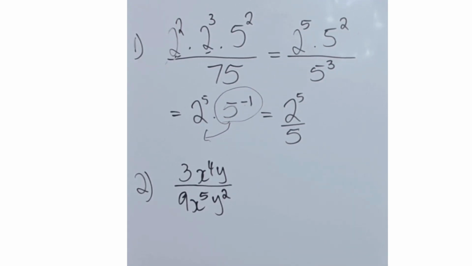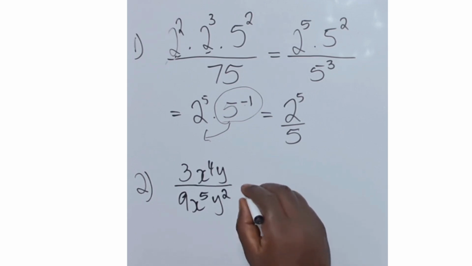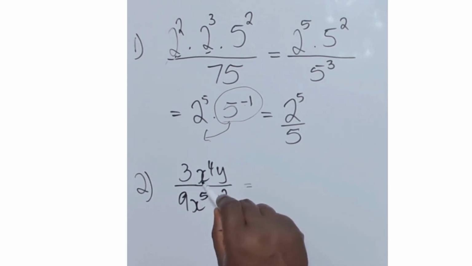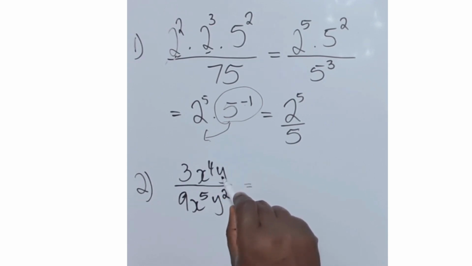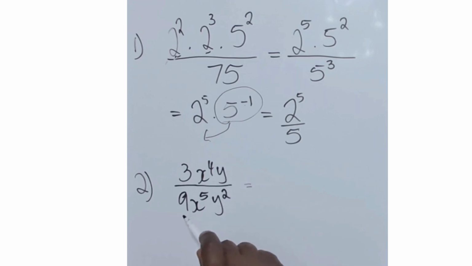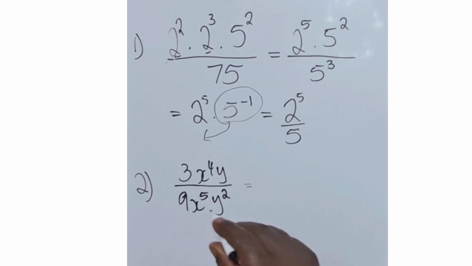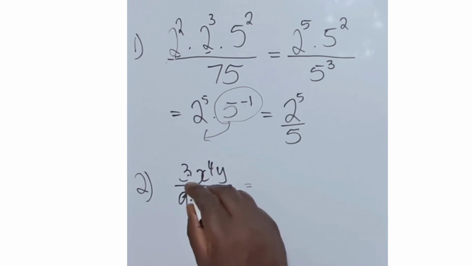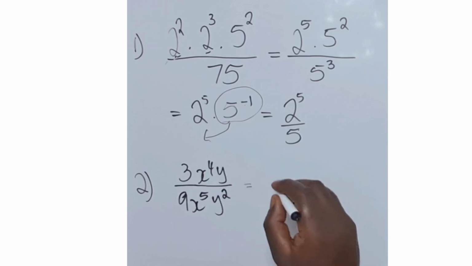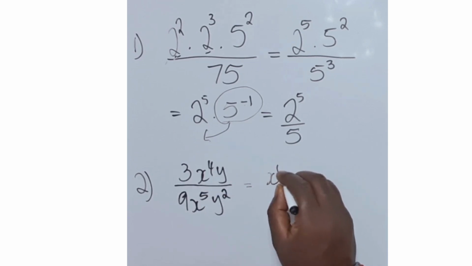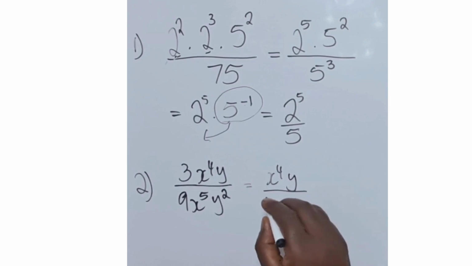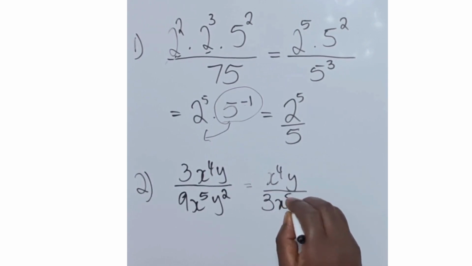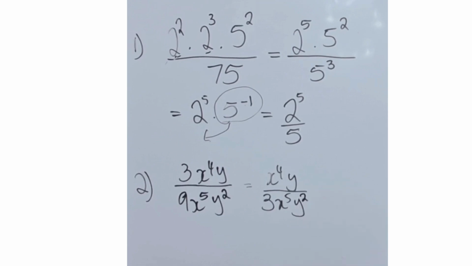So now let's look at the second one. We have 3x to the power 4 multiplied by y divided by 9x to the power 5 multiplied by y squared. So if we look at the numbers, we have a 3 and a 9, which we can simplify to be 1 over 3. 3 goes once, 3 goes 3 times. So we're going to have x to the 4 y divided by 3x to the 5 y squared.